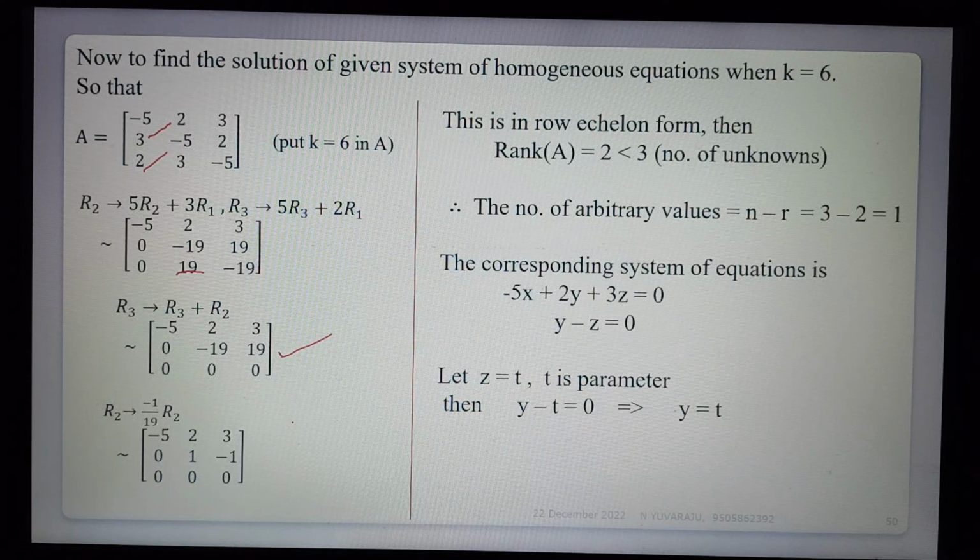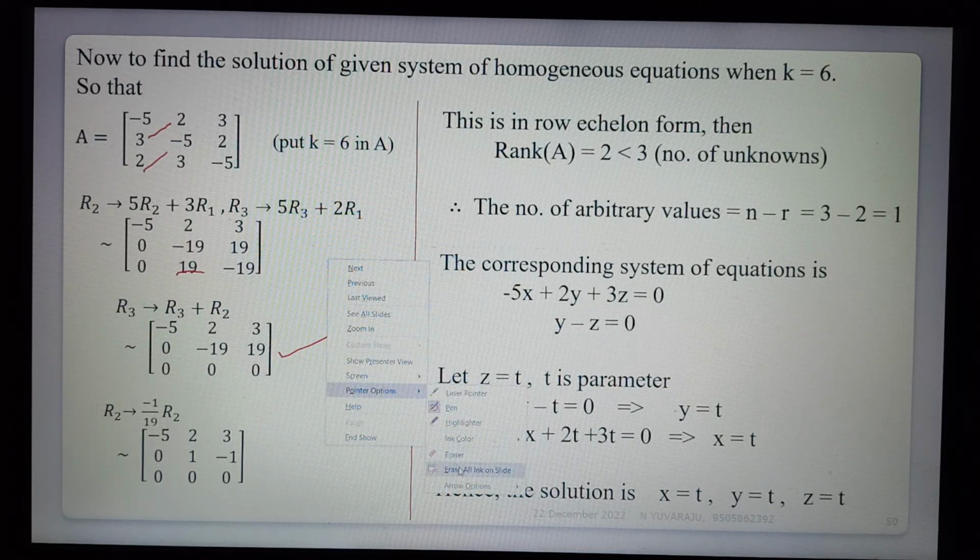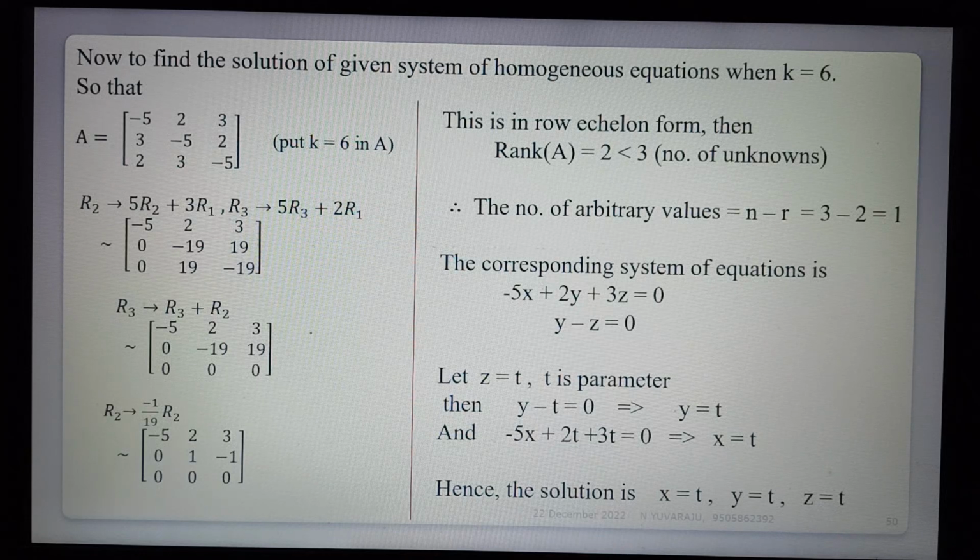Y is also equal to t. Next, substituting minus 5x plus 2t plus 3t is equal to 0; after simplification, x is equal to t. So therefore the non-zero solution is x is equal to t, y is equal to t, z is equal to t, where t is any parameter, that is, any real number. This is the solution of the given problem.